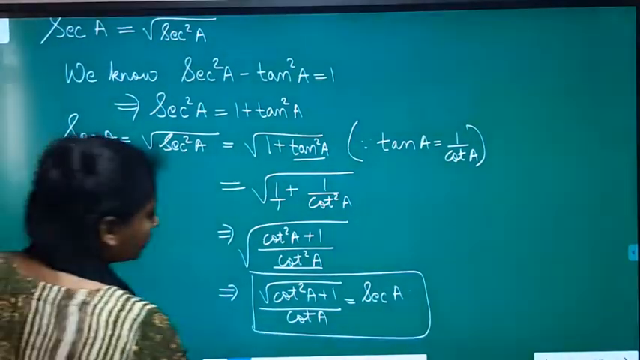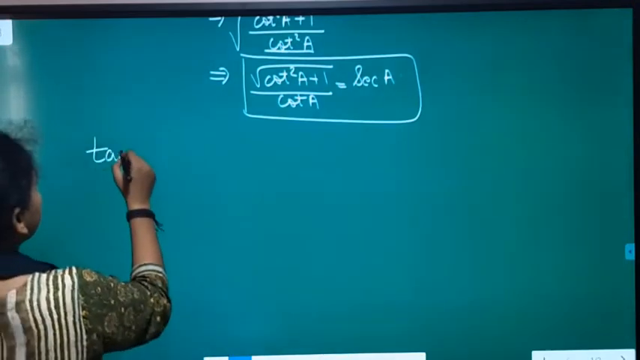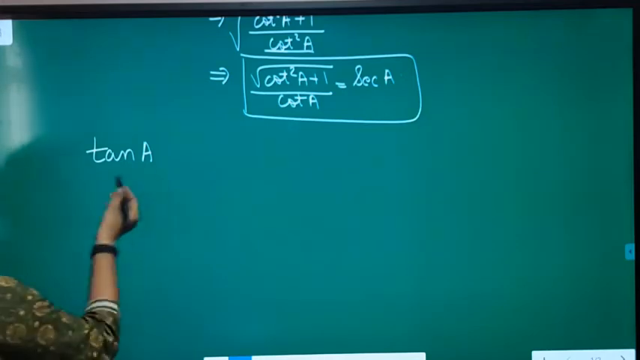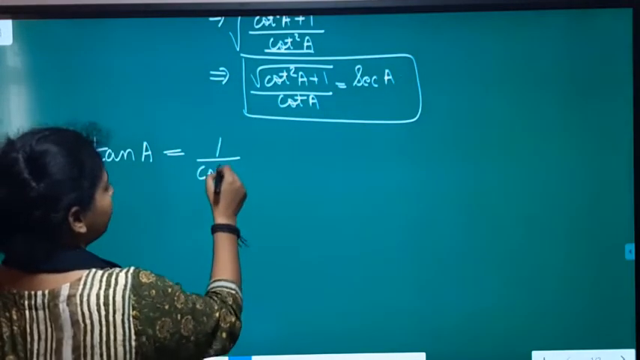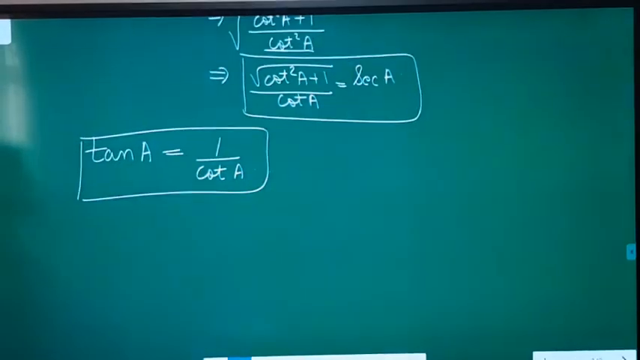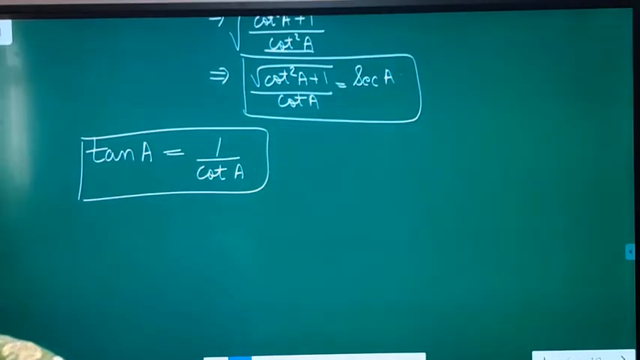Last but not the least, we also have to write the value of tan A in terms of cot A. This is pretty simple. We know tan is the reciprocal of cot. So this will be the value of tan in terms of cot. This completes our question number 1.